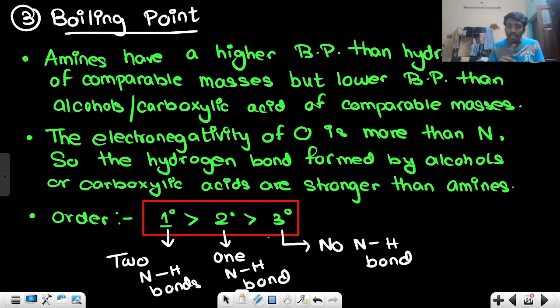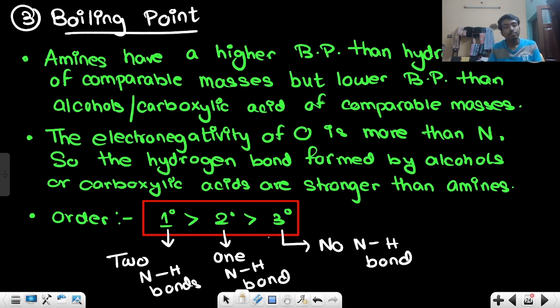Why? In alcohol, the hydrogen bonding happens from the O center, and here it is happening from the N center. Who is more electronegative? O. So the hydrogen bond formed by alcohols will be more stable or stronger than this. That is the reason. Alright. See, it's written electronegativity of oxygen is more than nitrogen, so the hydrogen bond formed by alcohols or carboxylic acids are stronger than amines.